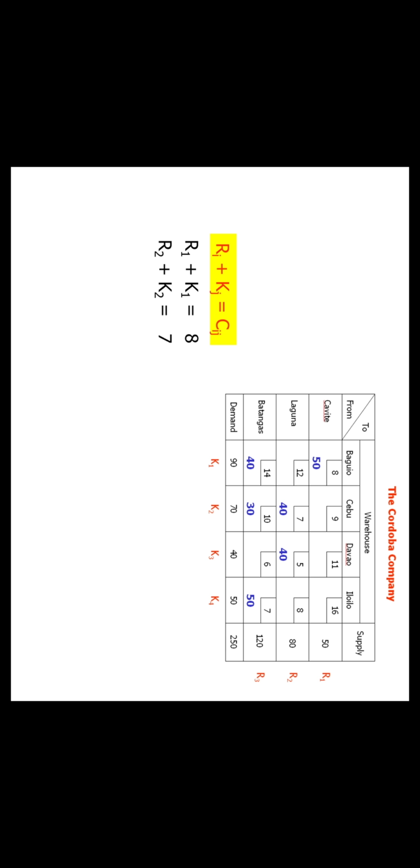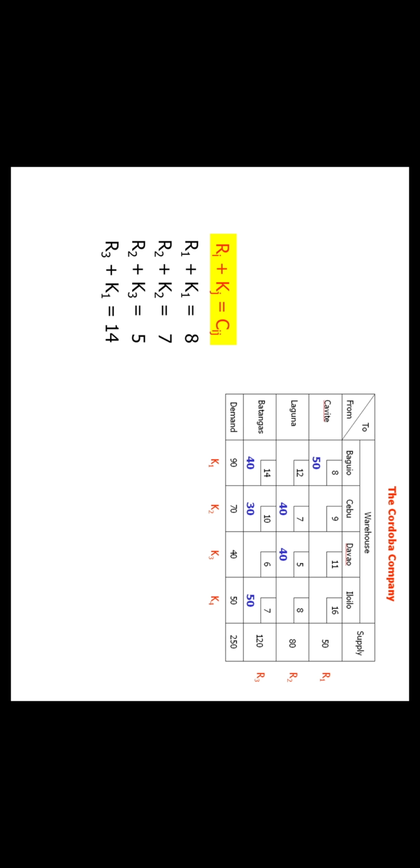Next, used cell, the one with a cost of 5, still at the row of Laguna. Row position of that used cell is now at row 2. Column position is at column 3. So the resulting equation based on the pattern is R sub 2 plus K sub 3 equal to 5. Next, used cell, the one with the cost of 14. I am now at the row of Batangas. The row position of that used cell is at row 3. Column position is at column 1. Applying the pattern, the resulting equation would be R sub 3 plus K sub 1 equal to 14.